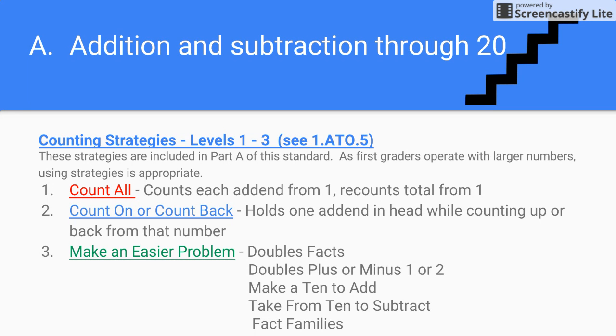There are 3 levels of counting strategies. The first one is called Count All. Students that do this always start with 1. So if I gave a kindergartner or an early first grader 3 plus 2, they go 1, 2, 3 on one hand, 1, 2 on the other hand, and then count 1, 2, 3, 4, 5, which means they've started with 1 to count each add-in and the sum. So they've counted those numbers 3 times.